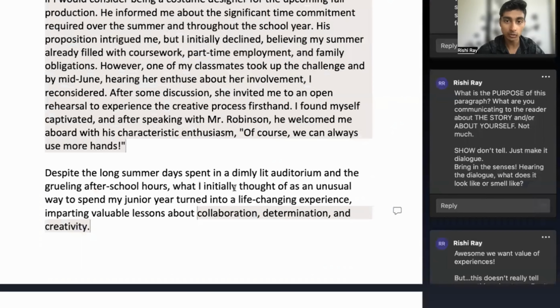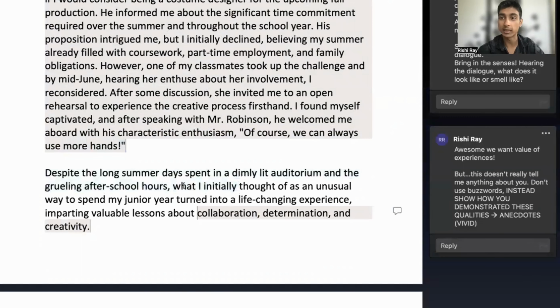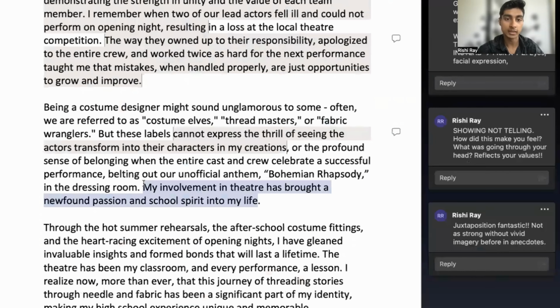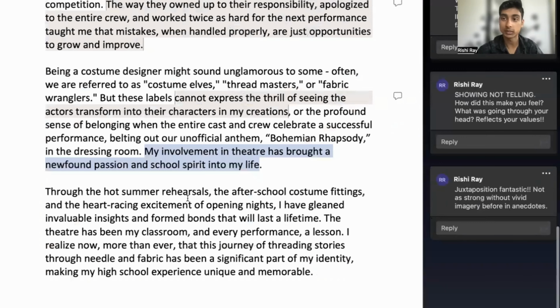I think even more so in the beginning, when you jump from anecdote to anecdote in this essay, it's a little bit more difficult to follow. So really having a sentence that concludes and pulls together that paragraph and possibly even introduces what's coming next.